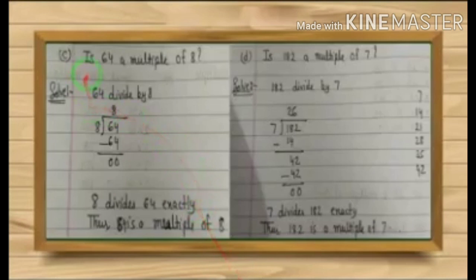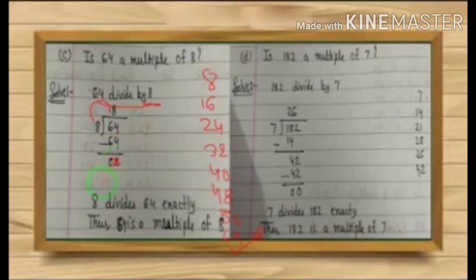Okay, next question. Is 64 a multiple of 8? So we check the number 64 by dividing 64 by 8. We have to check, is the number 64 in the table of 8? 8 ones are 8, 8 twos are 16, 8 threes are 24, 8 fours are 32, 8 fives are 40, 8 sixes are 48, 8 sevens are 56 and 8 eights are 64. Yes, so 8 eights are 64. How many times? 8 times. Means 8 multiplied 8 times we get 64.